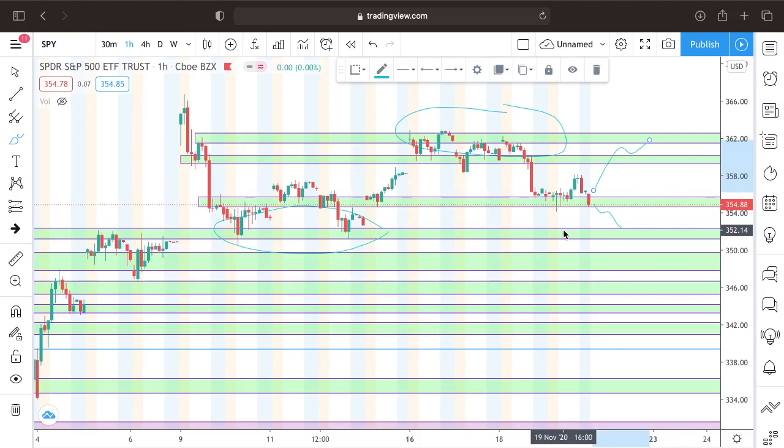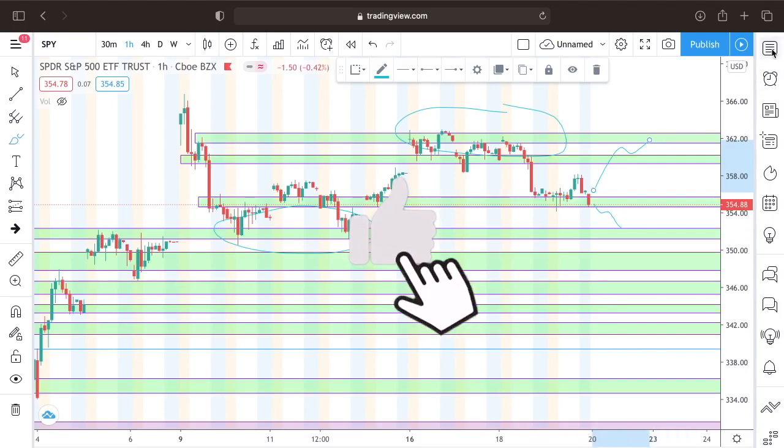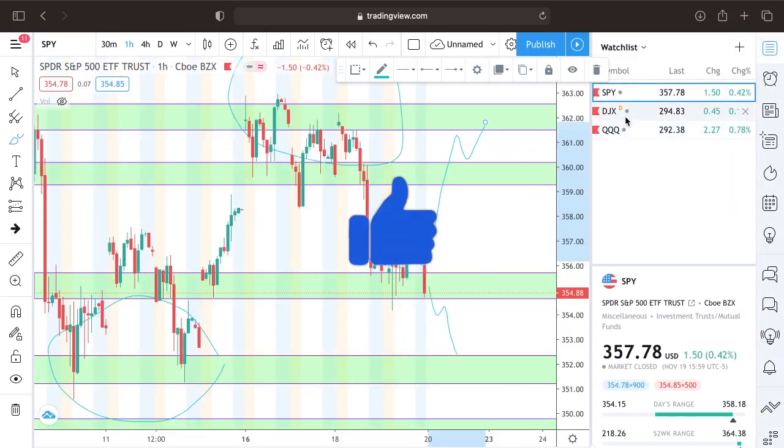Those are the two areas of interest that I'm looking out for moving forward to help me form my view on the short-term trend. That's my technical analysis for the S&P 500. The next one that we'll take a look at is the Dow Jones.